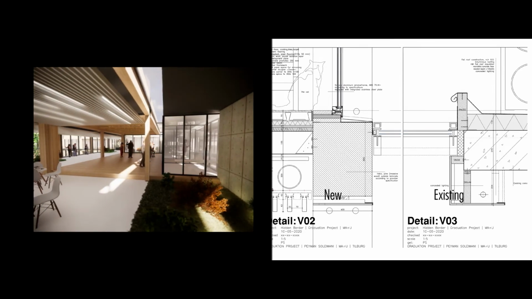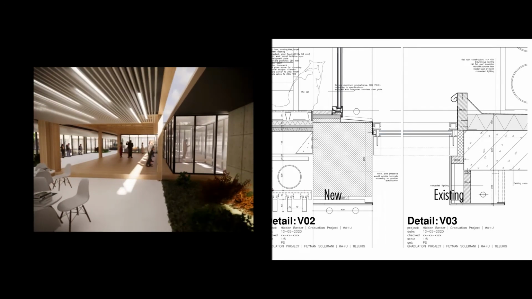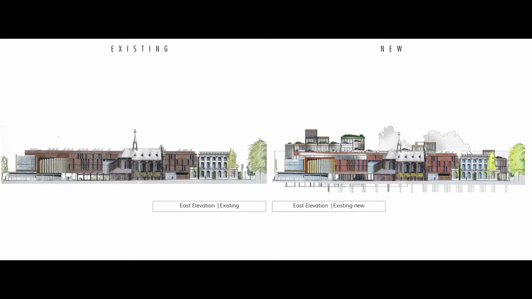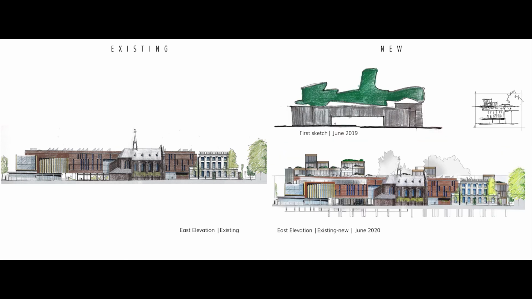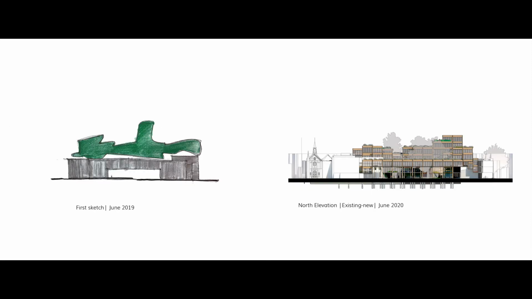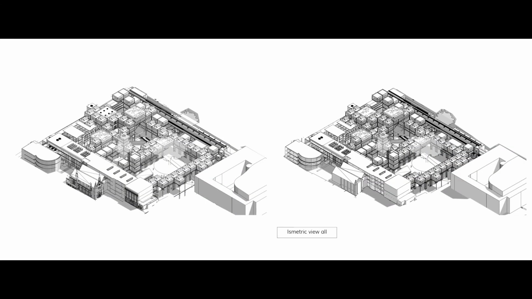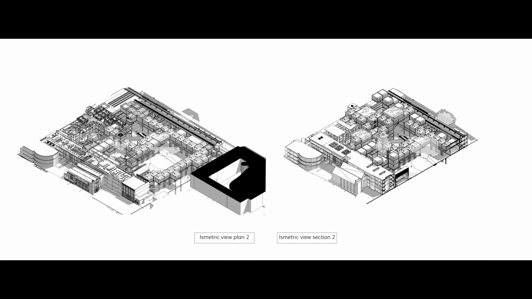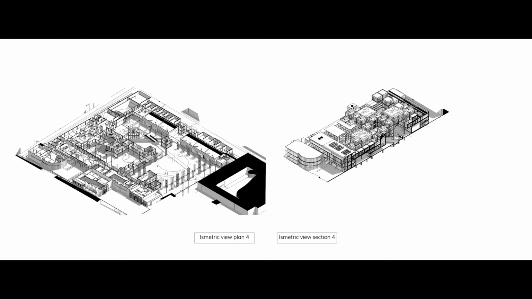And what I did from the existing space to the new space, I add this line light that we already talked about. And then, so here we can see the existing elevation and the new elevation. And also what I add on top, you can see my first sketches that I draw in June 2019. And now this is the final result. Isometric view of the building, which I added into the section and plan at the same time.